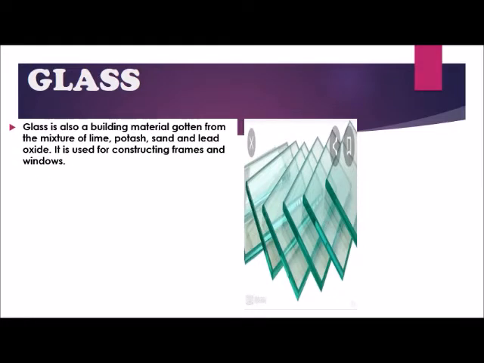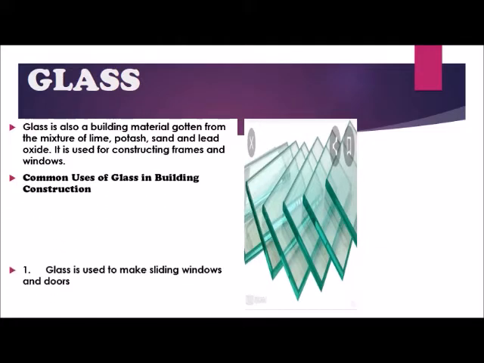Glass. Glass is also a building material gotten from a mixture of lime, potash, sand, and lead oxide. It is used for construction, frames, and windows. Common uses of glass in building construction: 1.